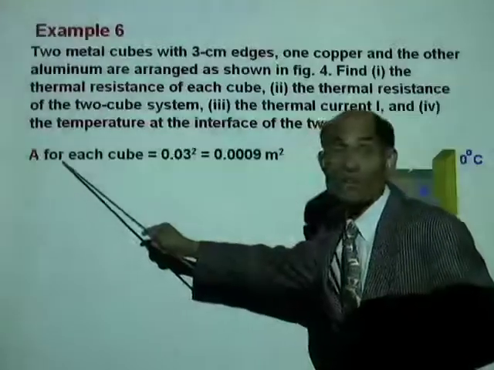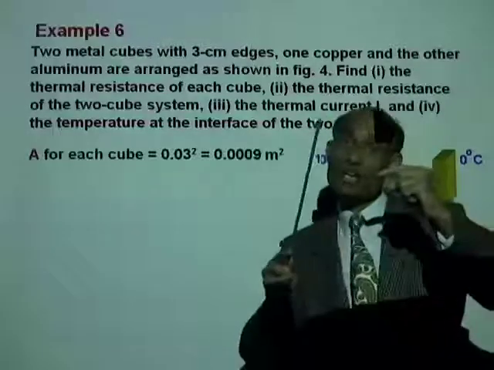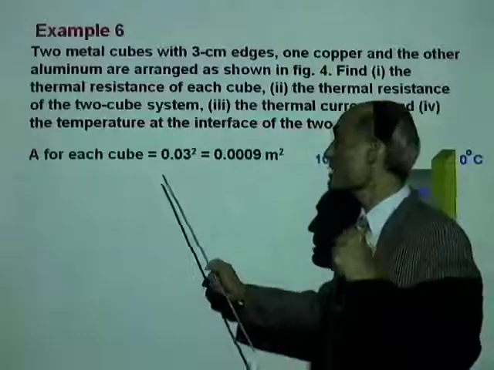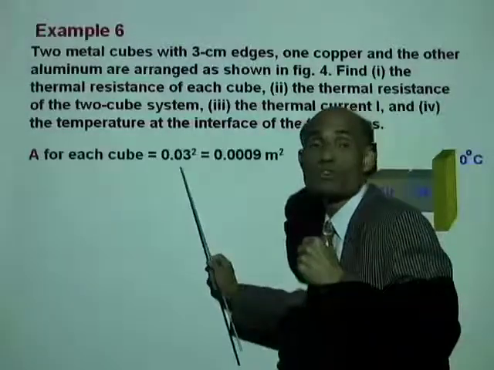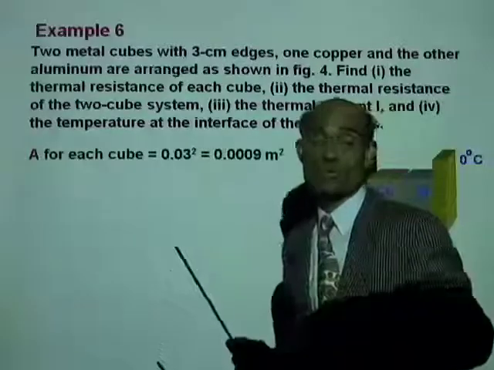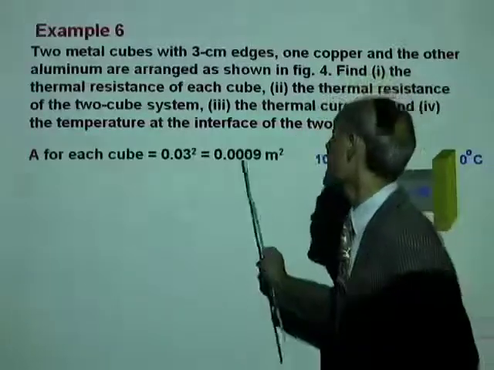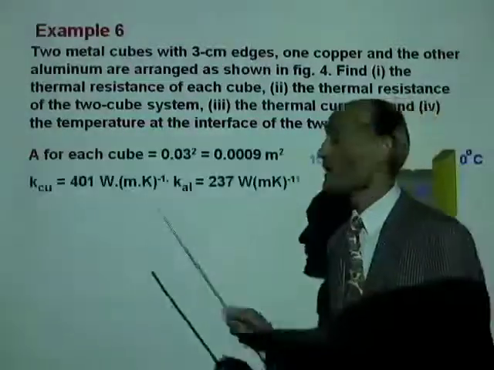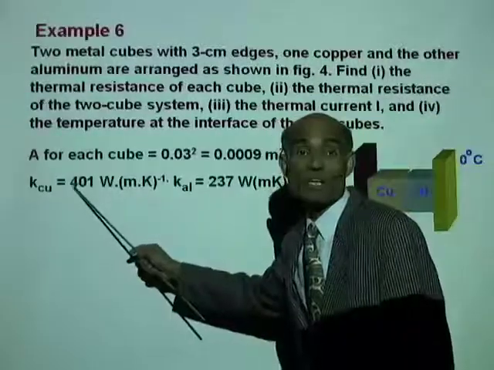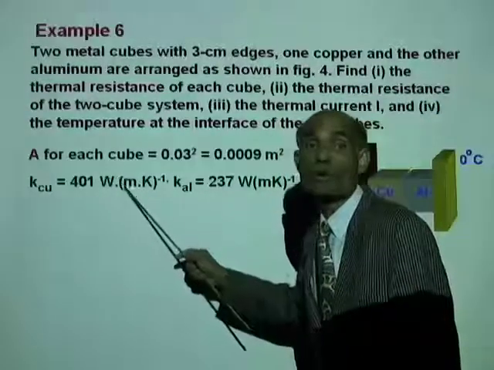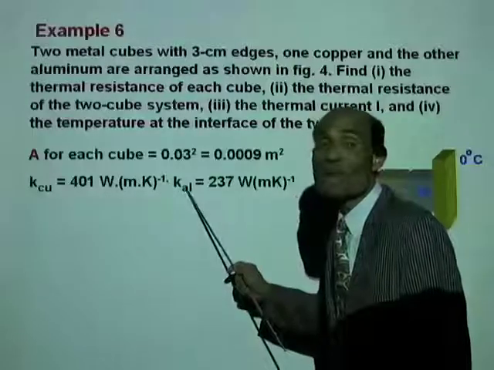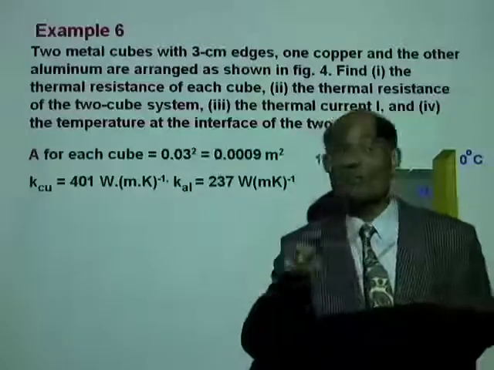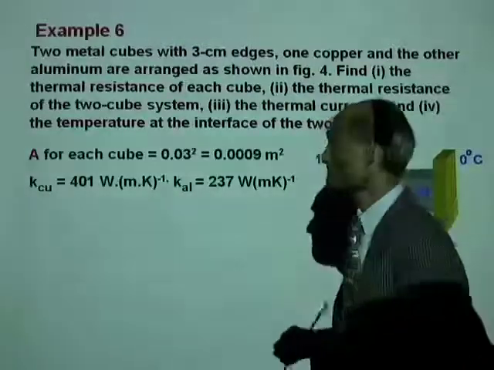The area of cross-section for each cube. A cube means length and width and height are all the same. So what is the area of cross-section? It is 0.03 squared, which is 0.0009 meters squared. That is the area of each cube. And K for copper is 401 watt per meter Kelvin, and K for aluminum is 237 watt per meter Kelvin. Refer to the table that I gave you earlier.